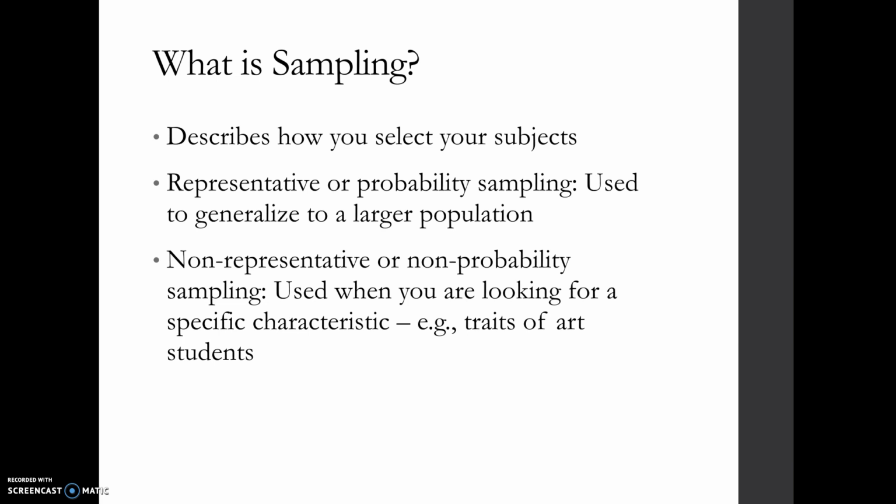We also have non-representative or non-probability sampling. You use this type of method when you're looking for a specific characteristic. Let's say you want to understand the traits of art students, then you may want to only ask students who majored in art instead of randomly sampling students from the entire campus or the entire school. The problem is when you're using a non-representative sampling method, your result cannot be generalized to the larger population.